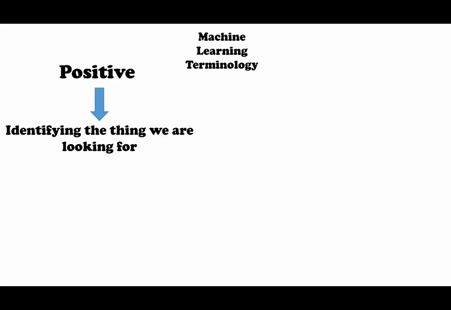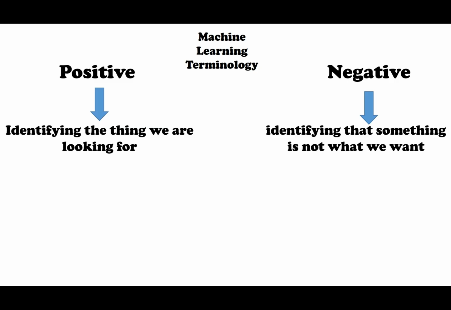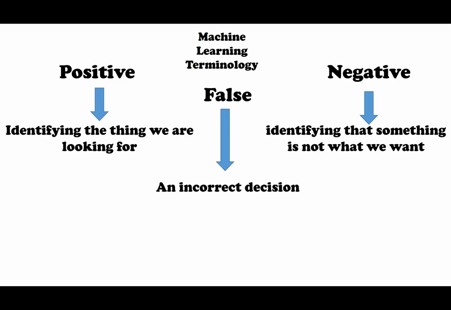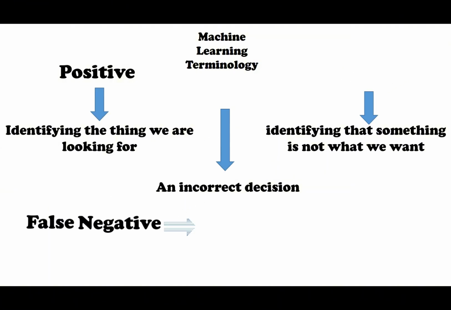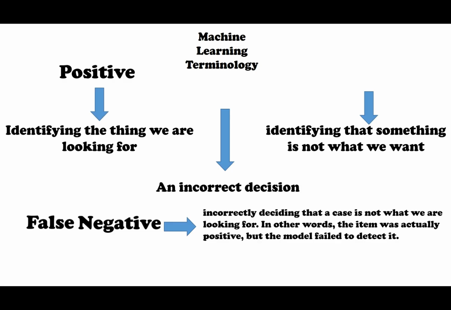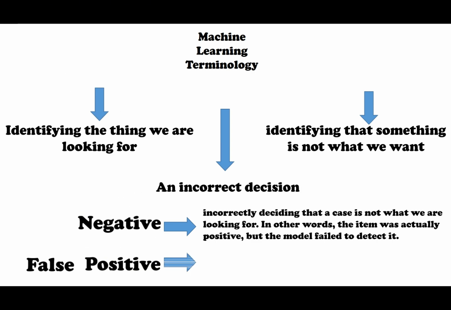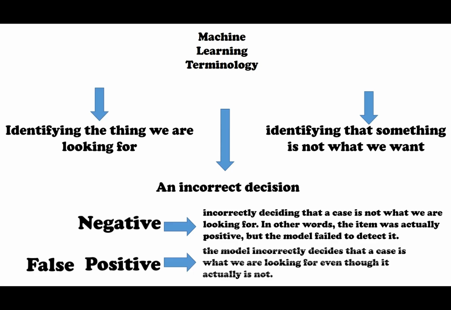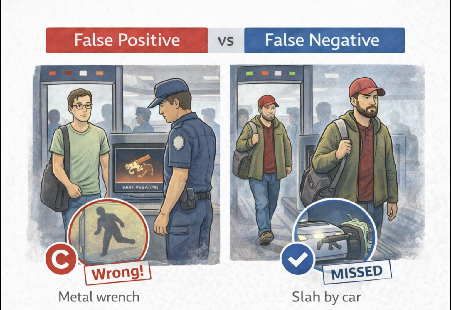So positive means correctly identifying the thing we are looking for, and negative means identifying that something is not what we want. False simply means an incorrect decision. Therefore, false negative means incorrectly deciding that a case is not what we are looking for. In other words, the item was actually positive, but the model failed to detect it. And false positive means the model incorrectly decides that a case is what we are looking for, even though it actually is not. So as we can see, false positives and false negatives are key concepts in machine learning, and increasing either one of them can lead to serious consequences for a system.